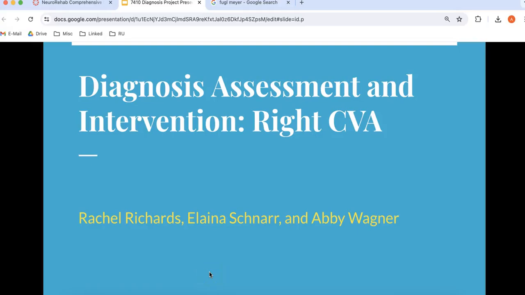Today we're going to be talking about our diagnosis assessment and intervention project, and we had the right CVA. And this group is Rachel Richards, Elena Schnarr, and Abby Wagner.